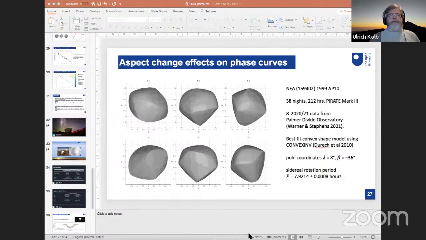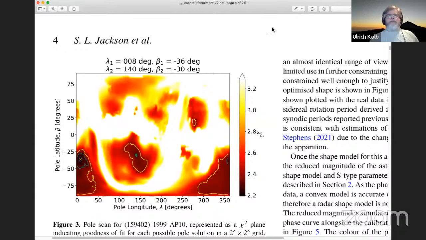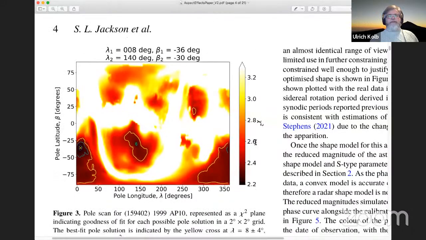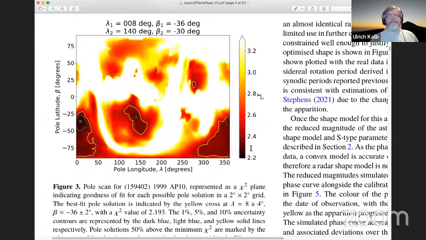I could exit my screen share and share something different. Shall we try this? I stop the share, and share again. Can you see this? So this is basically the paper draft we are working with. And this is the pole scan plane of latitude and longitude with chi-squared values of the fit.